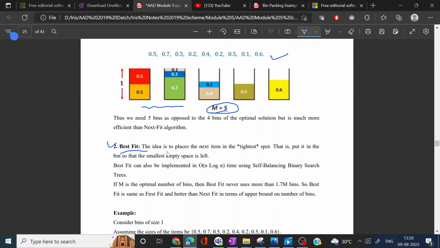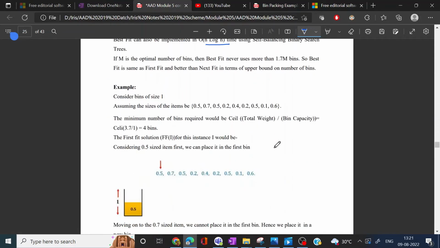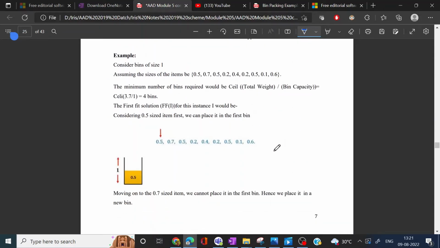In best fit the idea is to place the next item in the tightest spot. That means after putting that item, the remaining space should be less. That is, put it in the bin so that the smallest empty space is left. Best fit can also be implemented in log n time using a self-balancing binary search tree. So the same example we can see using the best fit algorithm.